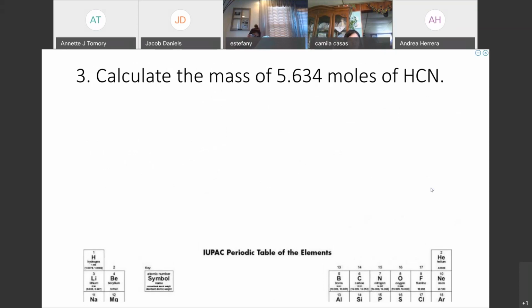Okay, this is back to mass. What do we use for mass? What did we do on that previous worksheet? Whenever you see mass or grams, what do you need to figure out? Molar mass. You figure out the molar mass using the periodic table.